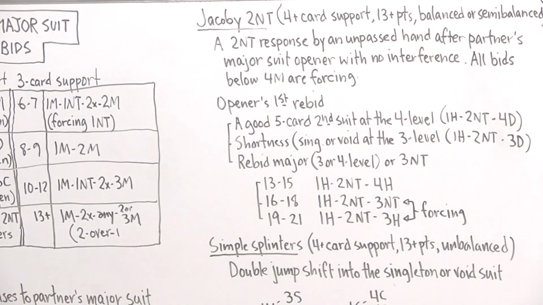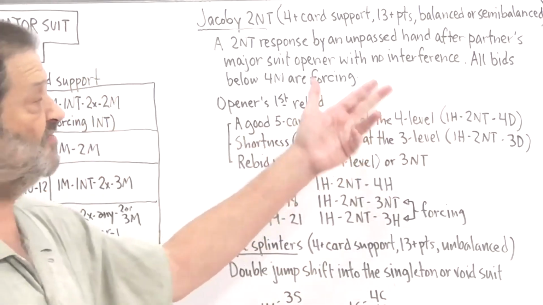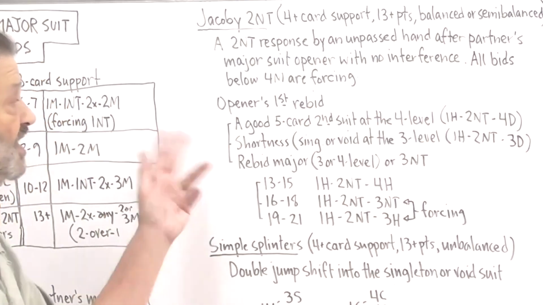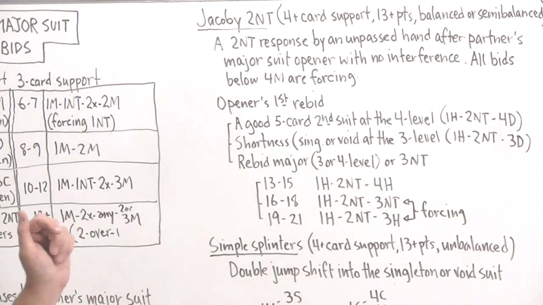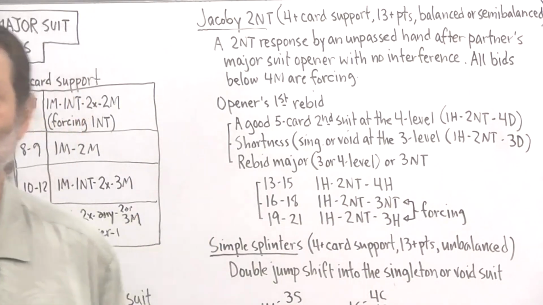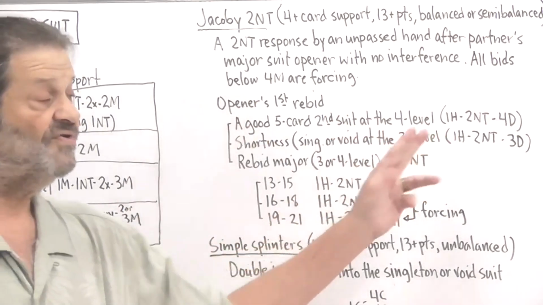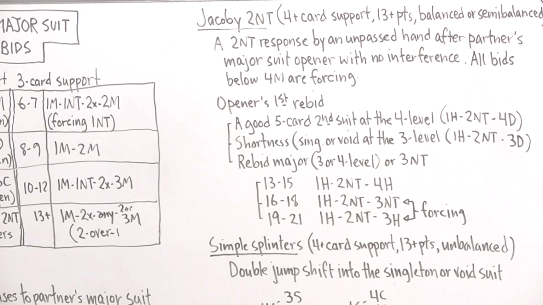In this case, if I had a good 5-card diamond suit to go with my hearts, the bidding would go 1 heart, 2 no trump, 4 diamonds. On the other hand, if you don't have that, but you have shortness, a singleton or a void somewhere, go ahead and bid that suit at the 3 level. So let's suppose you had a singleton diamond. The bidding would go 1 heart, 2 no trump alert, 3 diamonds. I have a singleton or a void in diamonds. That's a splinter. A splinter is any time when we bid a suit, what we mean is it's short.